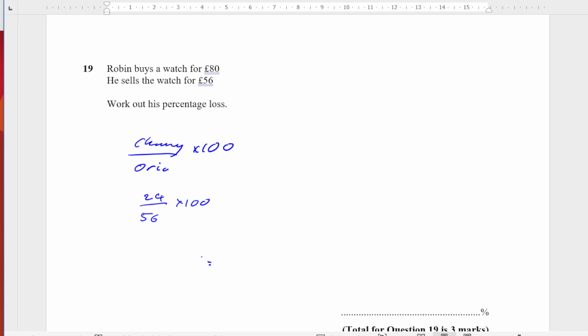So 24 divided by 100 doesn't go exactly. So we would need to cancel that down. So 24 over 58. And I'm divided by the wrong number. So the original amount isn't 24. The original amount is 80. So 24 divided by 80 would cancel down by 8 to be 3 over 10 times by 100, which is going to be 30%. So his percentage loss is 30%.